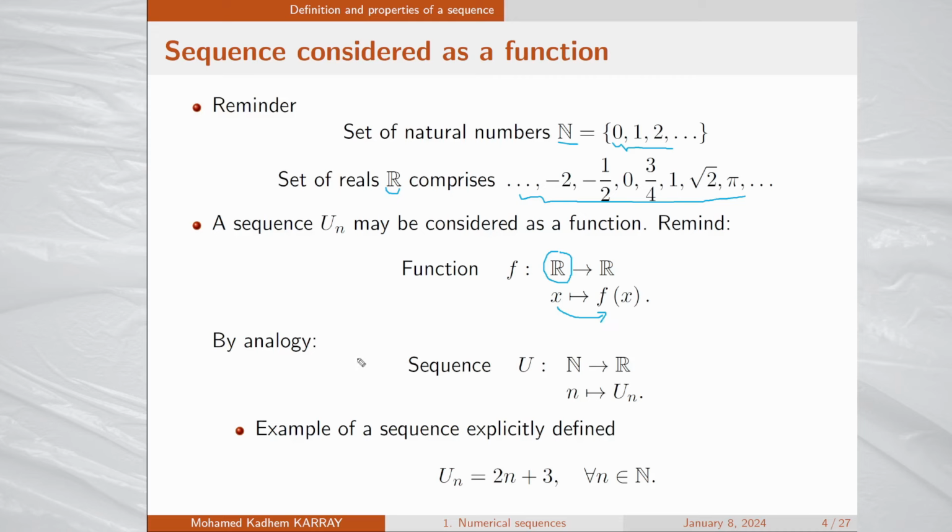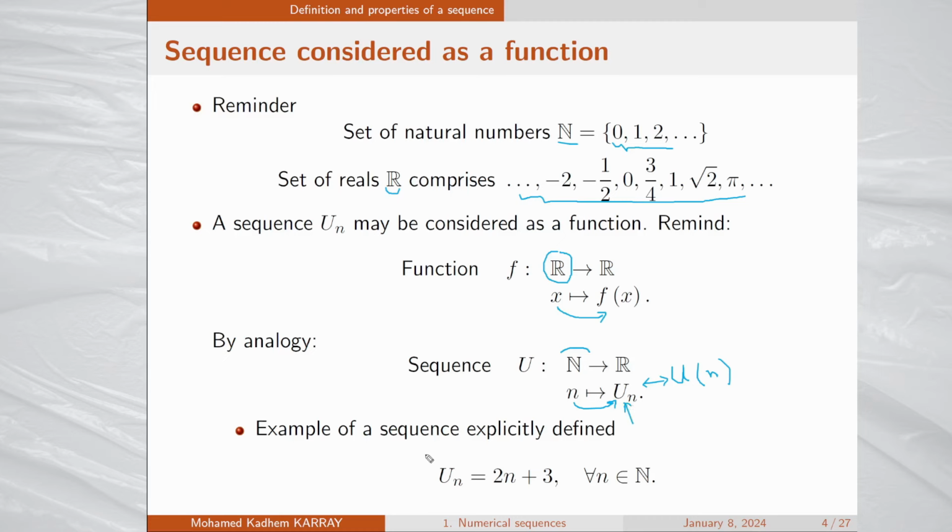By analogy, a sequence may be seen as a function from the set of natural numbers to the set of real numbers, and to each index n it associates an image denoted by u index n. So we may denote also the nth term of the sequence as u of n. So this is a notation which is equivalent to this one. It is more often this notation which is used for sequences.